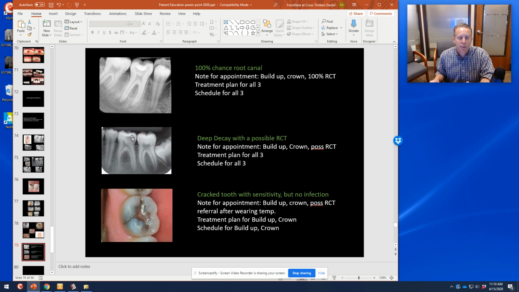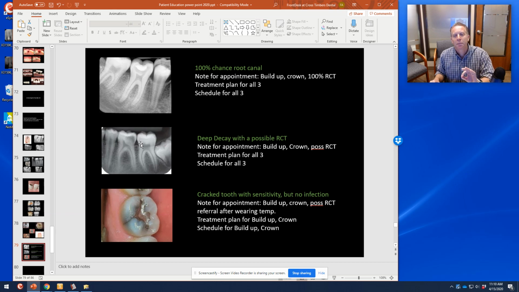Okay, now we have another one, deep decay with possible root canal. Now this is the one, again, deep decay, but there's nothing at the root tip. There's a chance, maybe. This x-ray in particular, I'd probably say there's about a 90% chance that this is going to wind up with a root canal. Even if I said the chance was 50%, or let's say it's not as extreme as this, but there was a chance. If I said there's about a 20% chance this is going to need a root canal.